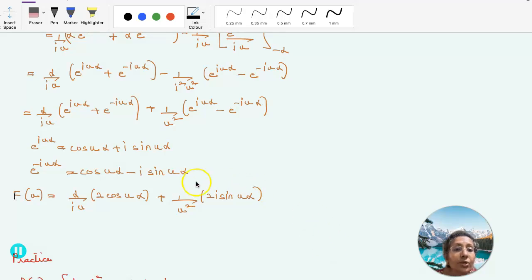Now e raised to iu alpha is cos u alpha plus i sin u alpha. e raised to minus iu alpha is cos u alpha minus i sin u alpha. So substituting here, you will get alpha by iu times 2 cos u alpha plus 1 by u squared times 2i sin u alpha.